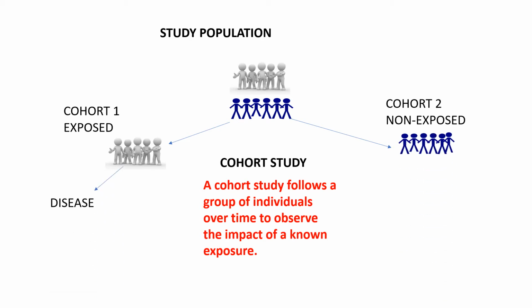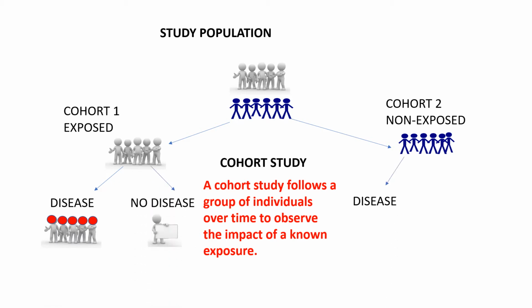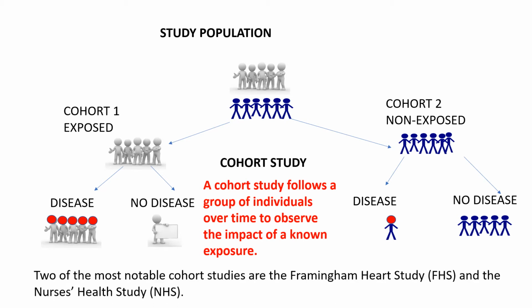In this exposed group, some will develop disease and some will have no disease. Similarly, in the non-exposed cohort, there will be some with disease and some will not develop disease. But the chances of those being exposed having the disease would be apparently higher, as that is our presumed hypothesis.